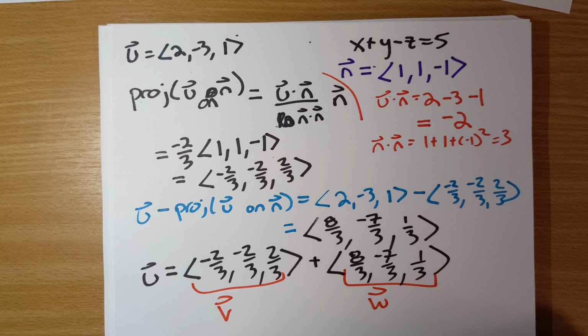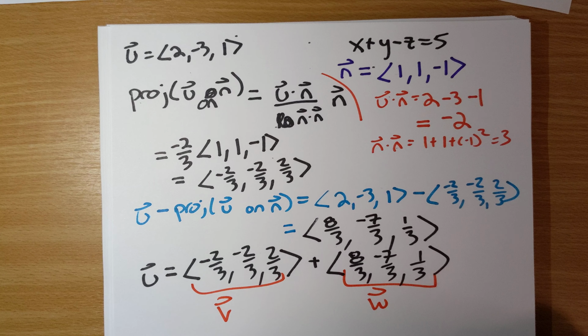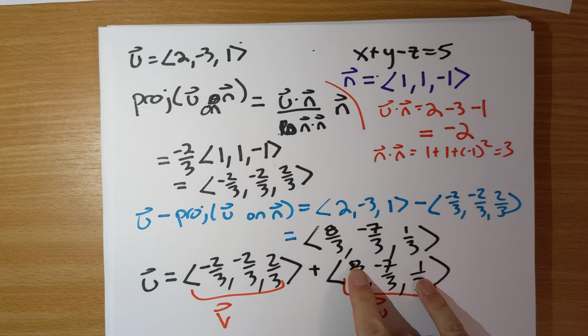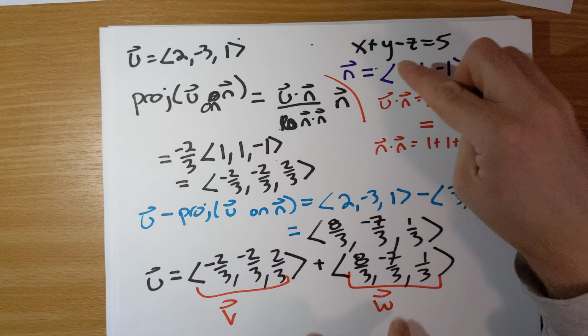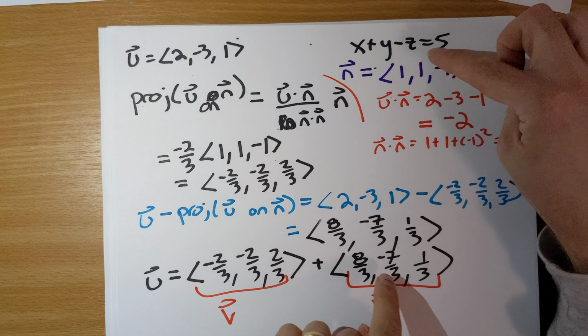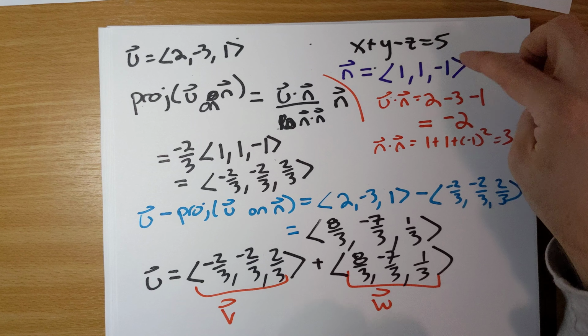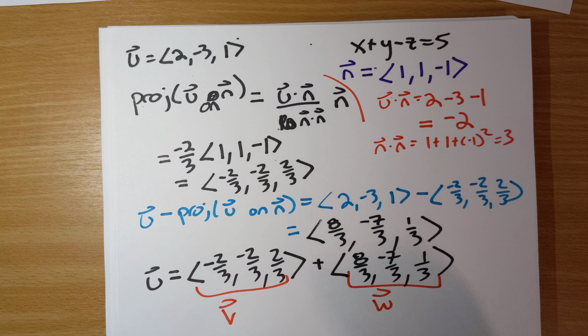And the way to check this is that we need w to be orthogonal to n. And sure enough, if you do this dot this, you get 8/3 minus 7/3 minus 1/3, you get 0. So that checks out.